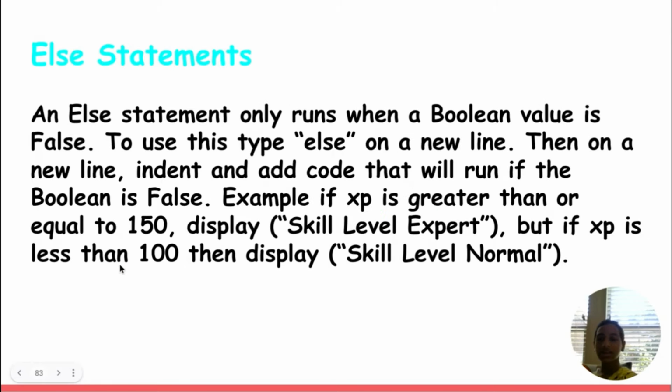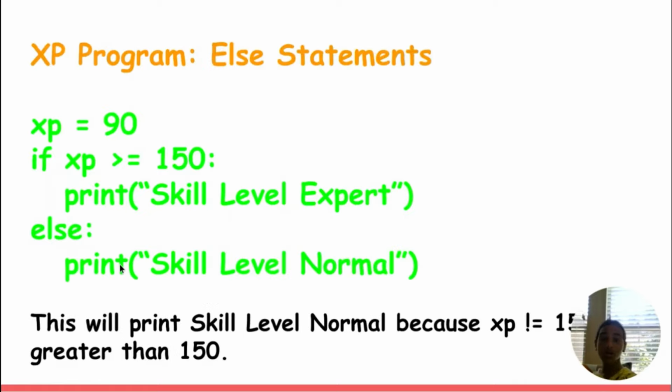Else statements. An else statement only runs when a Boolean value is false. To use this, type else on a new line, then a new line, indent and add code that will run when the Boolean is false. Example, if XP is greater than or equal to 150, display skill level expert, but if it's less than that, display skill normal. Here, XP equals 90. If XP is greater than or equal to 150, print skill level expert. Else, print skill level normal. It is going to print skill level normal because it's not greater than or equal to 150.